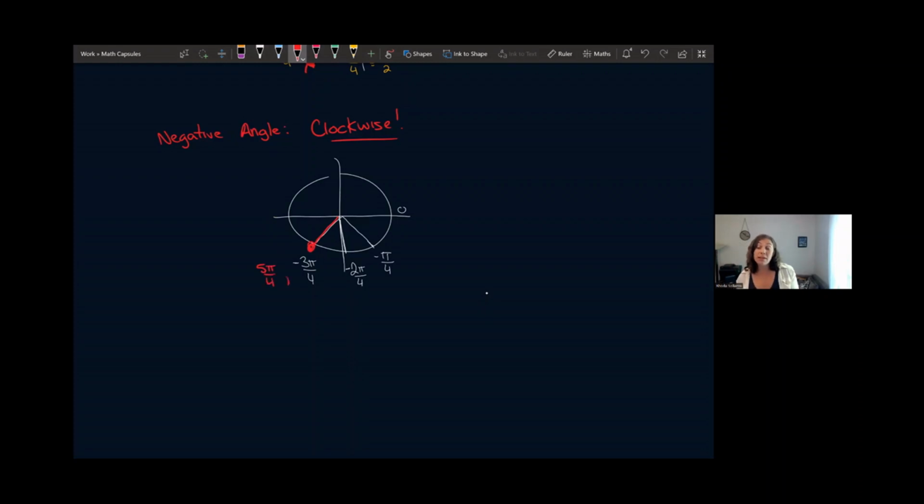So there's always going to be lots of different angles that end up in the same location on the unit circle. That's because those angles have the same sine and cosine values as each other, so we want them to land in the same spot. So that's great.